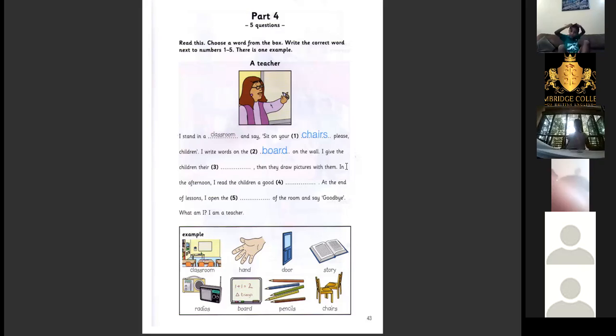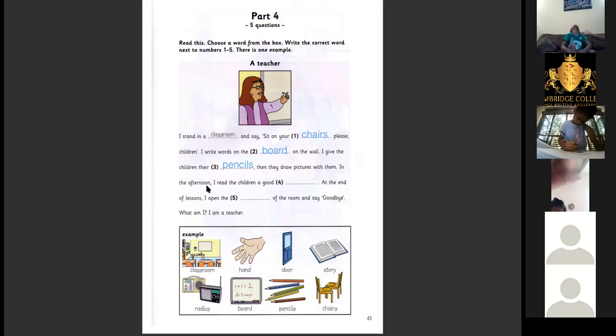Okay, next one. I give the children pencils. I give the children there. Monada denne putha? Pencils. They draw pictures with them. Yes, pictures draw karana teacher dena walu. Then write the word pencils. Yes, answer should be pencils. You want to draw pictures with pencils. So the teacher gives you pencils to draw pictures.